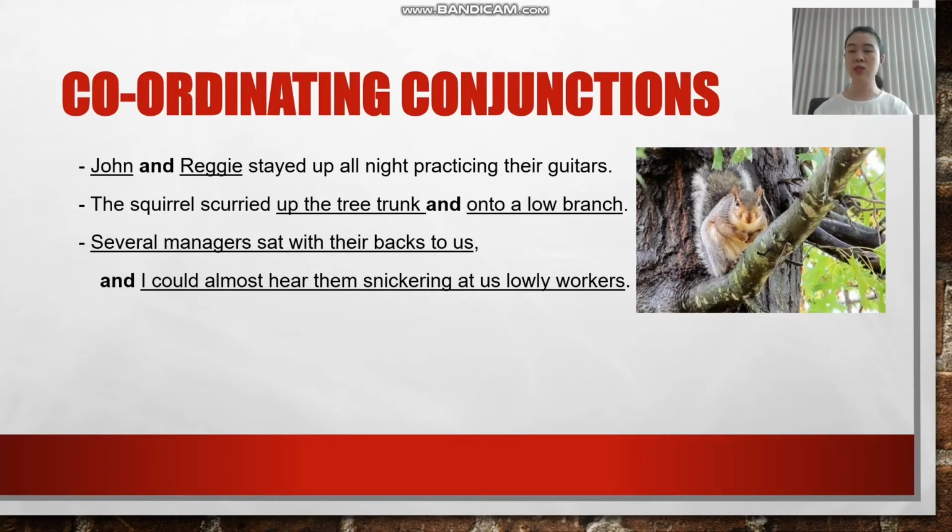Good. Next one, the squirrel scurried up the tree trunk and onto a low branch. We have up the tree trunk and onto a low branch. So you can see they are prepositional phrases, I mean both of them. So it means that the word and here can be used in order to join two prepositional phrases together. Alright? And what about the last one?